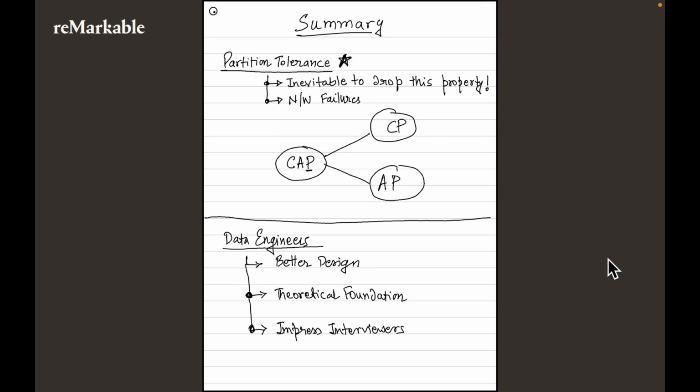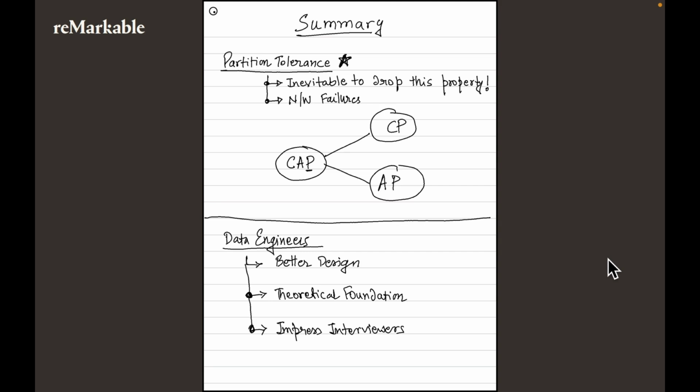Just now we saw in CAP theorem we need to pick two properties out of three. But in reality we need to pick one property out of two. We saw that partition tolerance is an important property which makes your system more resilient towards failures. These failures could be network failure or hardware failure. But these failures are unavoidable. They are bound to happen. And if so, it means partition tolerance is a must-have property.